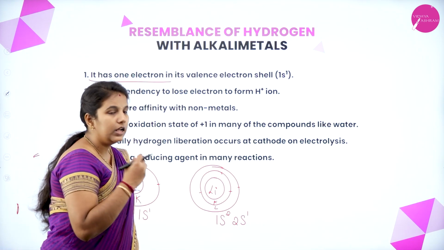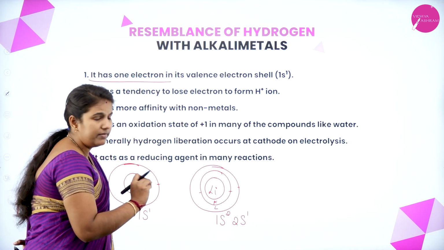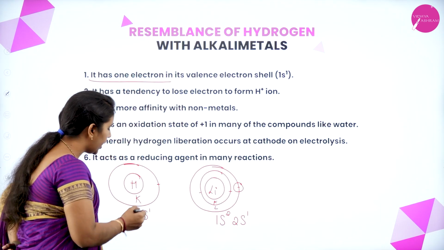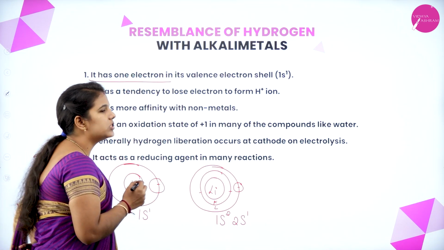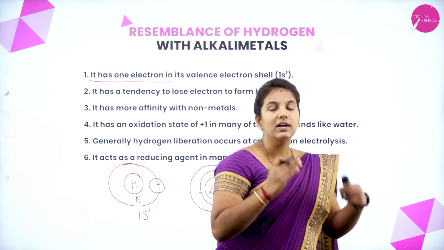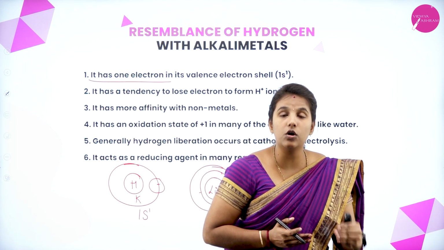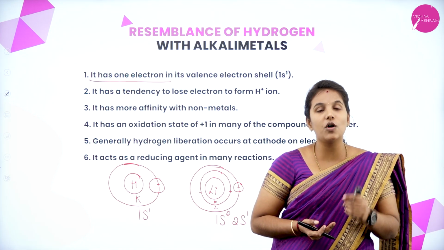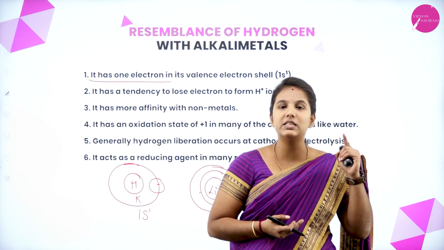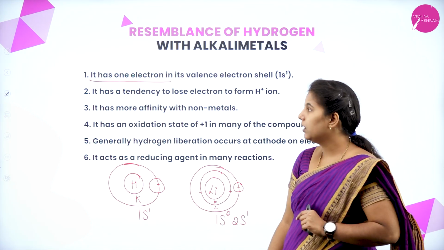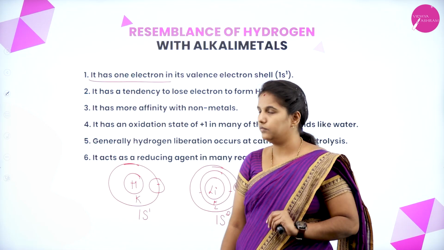This shows that group 1 elements have only 1 electron in their valence shell, and hydrogen also has only 1 electron. That is why hydrogen resembles the alkali metals, because of the presence of only 1 electron in its last shell, that is, in the valence shell. Hence their valency is 1.